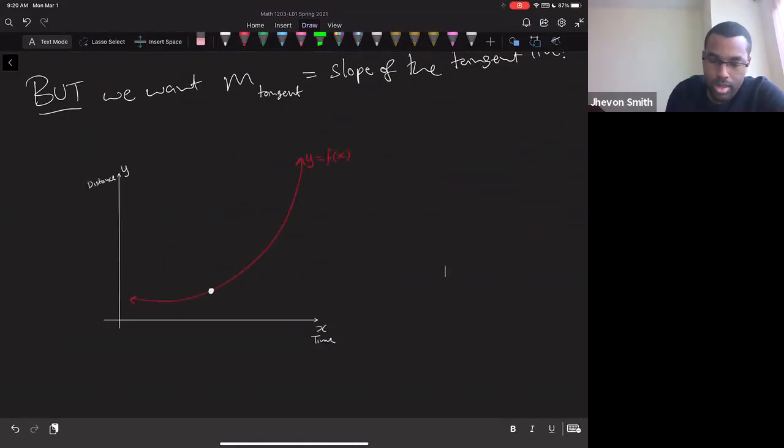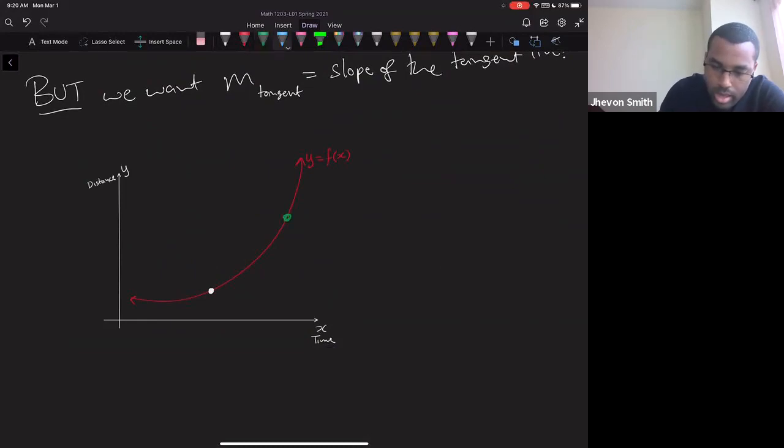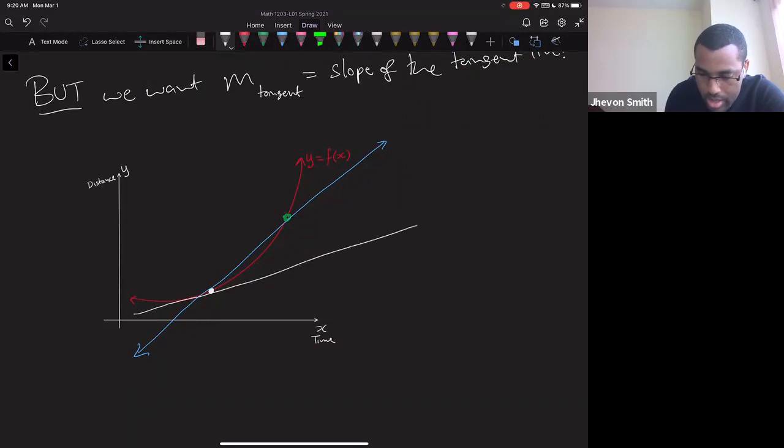Essentially, I want the slope of the line that passes through that one point. So I have this. I have a line connecting these two guys. And right here, I have a line that I care about. So this is my tangent line. And this is my secant line. The tangent line is the one I care about. So now the question is, how do we actually get it? So here is the genius idea.